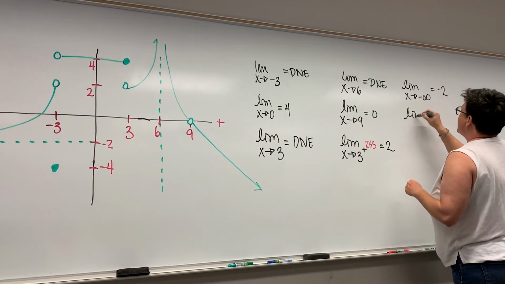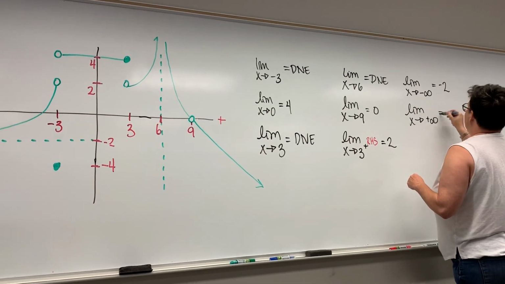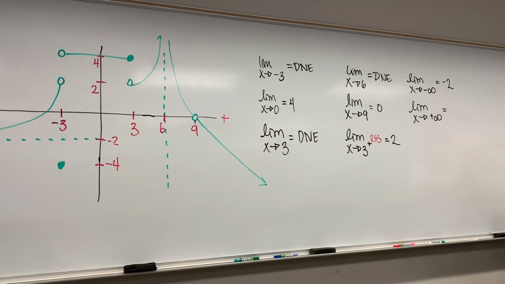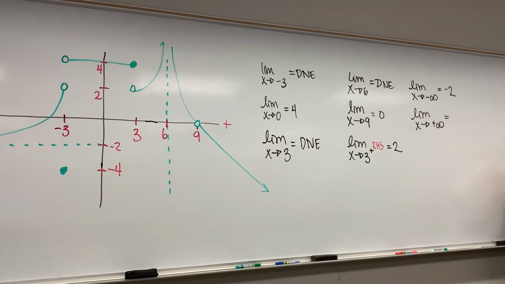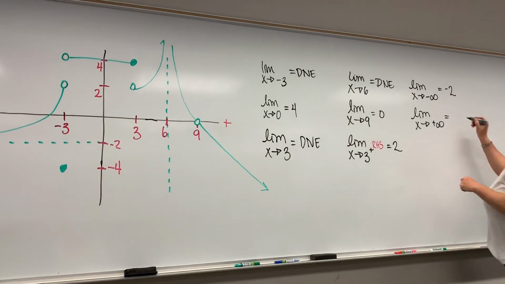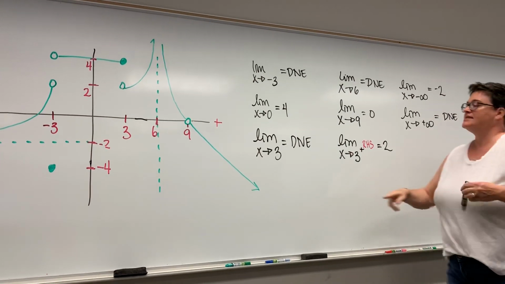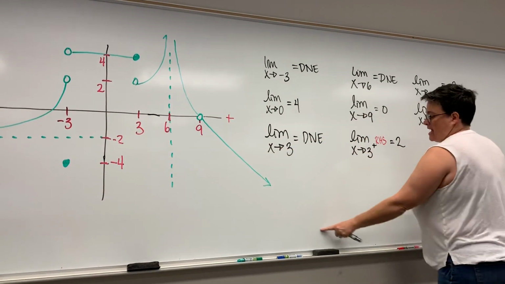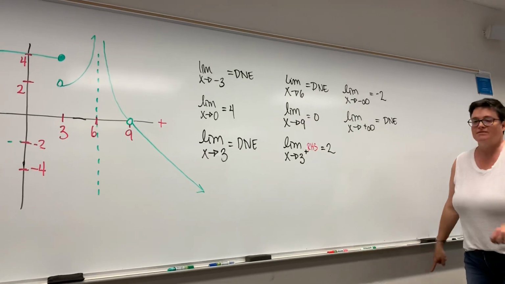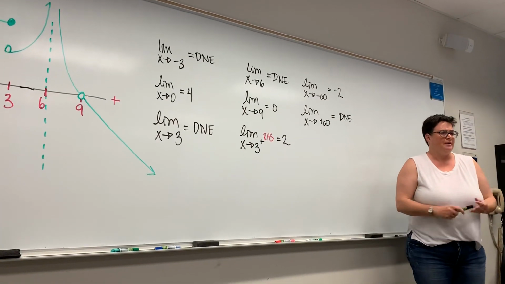What about on the positive side? As x goes to positive infinity, is y limiting itself? No. What's it doing? It's going to negative infinity. It's not limiting itself. So that's D and E. As x gets really, really big, y is getting really, really big in the negative direction. It's growing without bounds in the negative direction. It's not limiting itself.